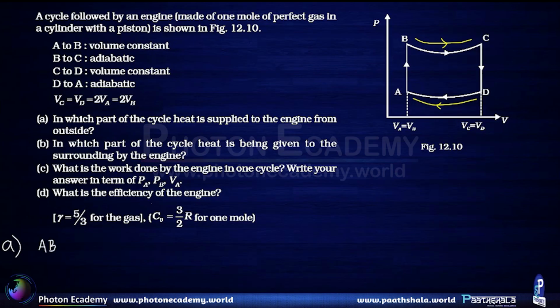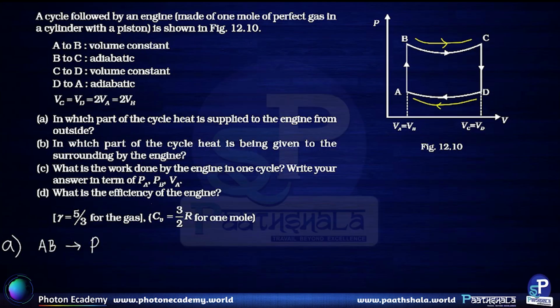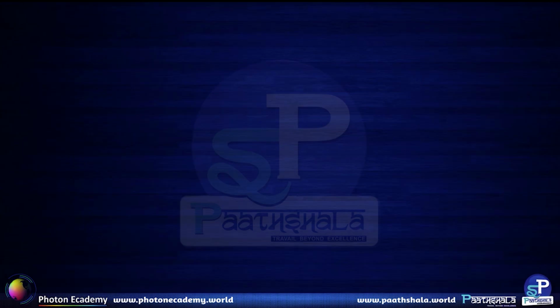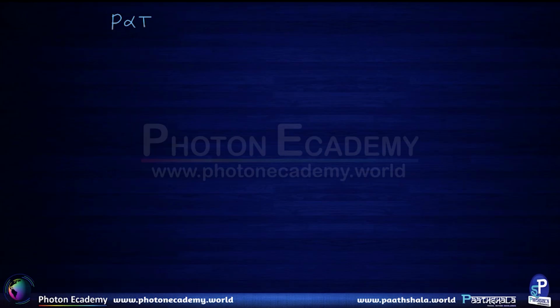In path AB, the volume is kept constant and the pressure is increasing. The volume is constant, which means it is an isochoric process. So pressure is proportional to temperature. As the pressure of the gas is increased, we can say the temperature of the gas is also going to increase, and this temperature increase is going to lead to an increase in internal energy. So delta U from A to B will be greater than 0.